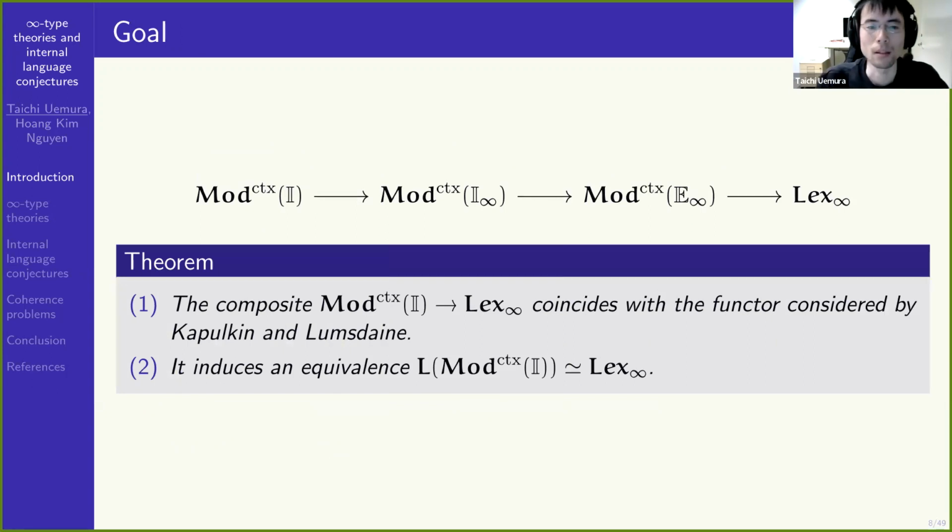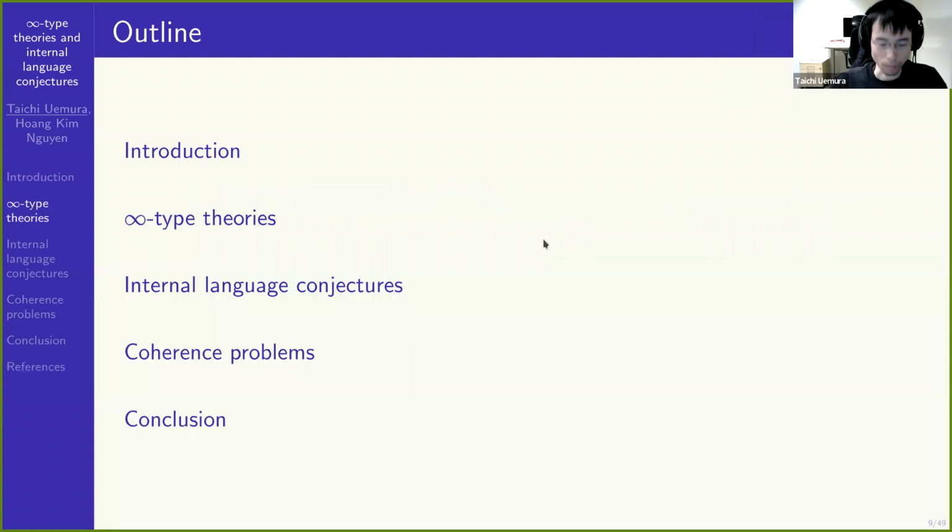So the goal of this talk is to prove the following. First of all, our functor gives the same functor considered by Kapulkin and Lumsdaine. And then it induces an equivalence between these infinity categories. Okay. So this is the content of my talk. We first introduce infinity type theories and give a formulation of internal language conjectures, and then discuss coherence problems.